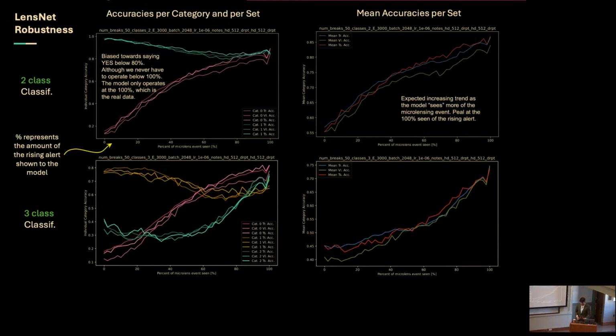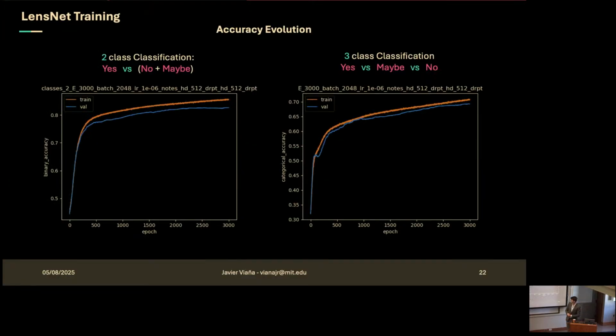Why doesn't it start from half? Because that's a random chance of getting it right or wrong. Sorry, let me go back. You start from 40%, or actually 0 at 0. I would expect it to be... Good point.